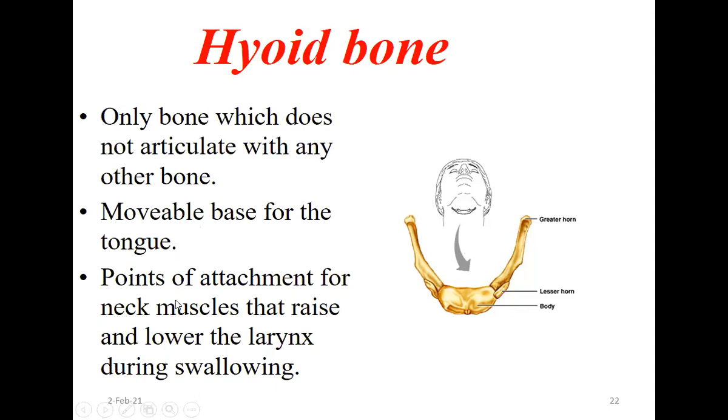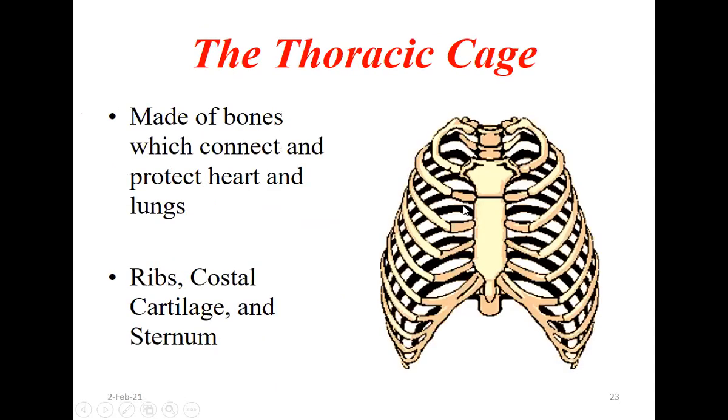It has points of attachment for the neck muscles that raise and lower the larynx during swallowing. Whenever we swallow, the larynx moves up and down because of the attached neck muscles. There are suprahyoid muscles above the hyoid bone, called the suprahyoid. Then there are muscles below, called infrahyoid, which move this hyoid bone up and down during swallowing. So this is the hyoid bone which is present in the neck.